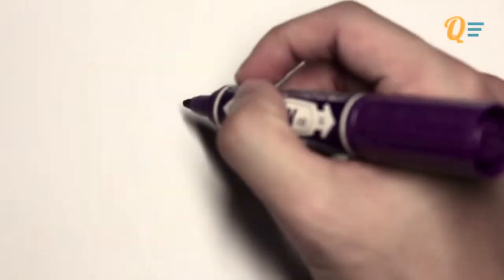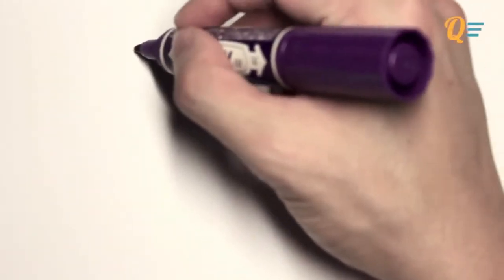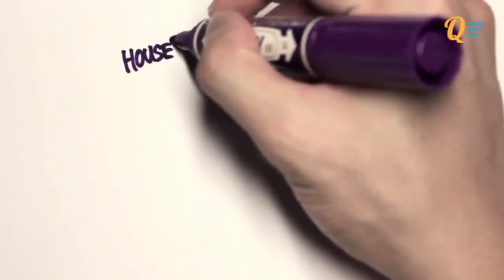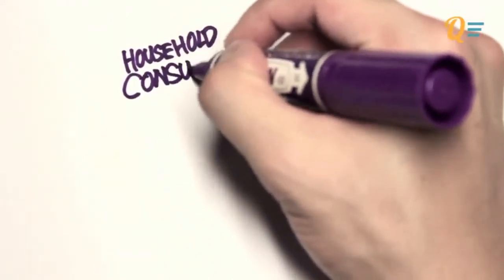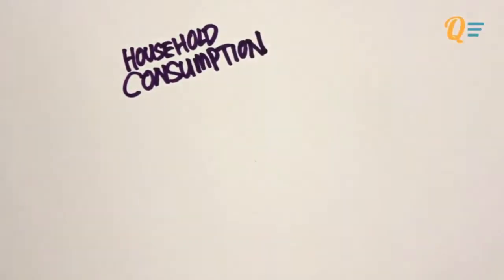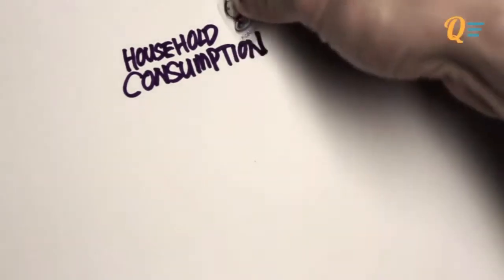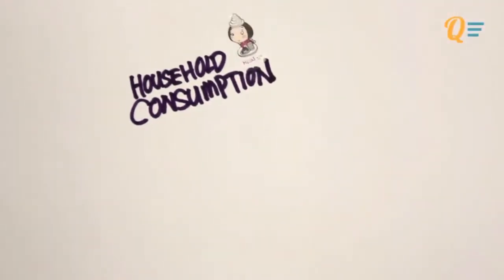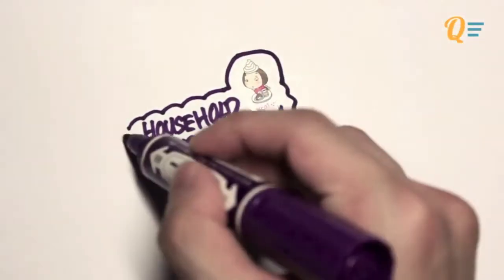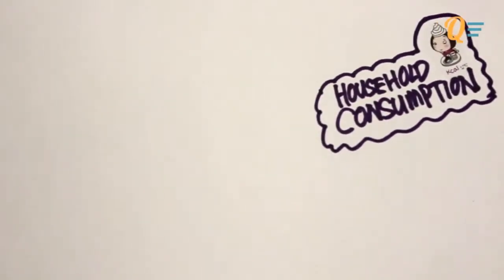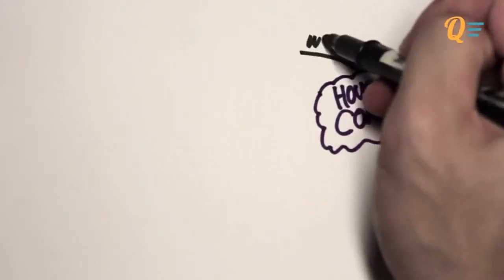Today we're going to talk about a major component in aggregate expenditure, and we're referring to the component called household consumption. In the United States, about 60% of the expenditure is based on consumption alone. So in this video, you're going to understand the definition of household consumption, and you are also going to learn mathematically how to calculate the total amount of consumption an economy has.